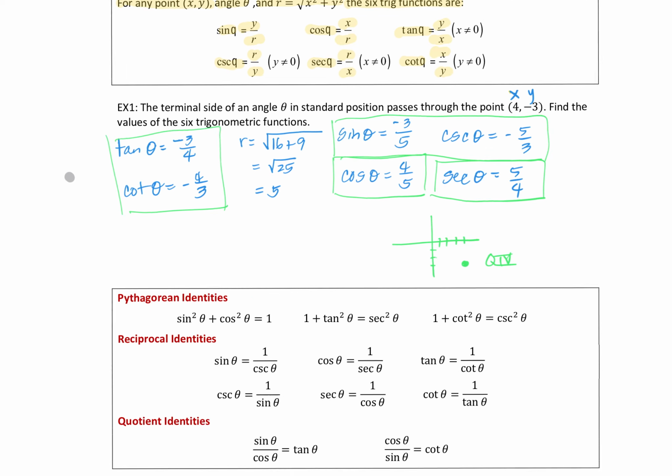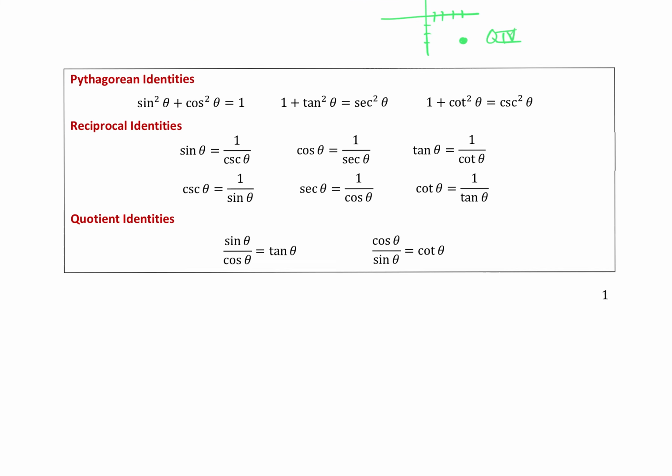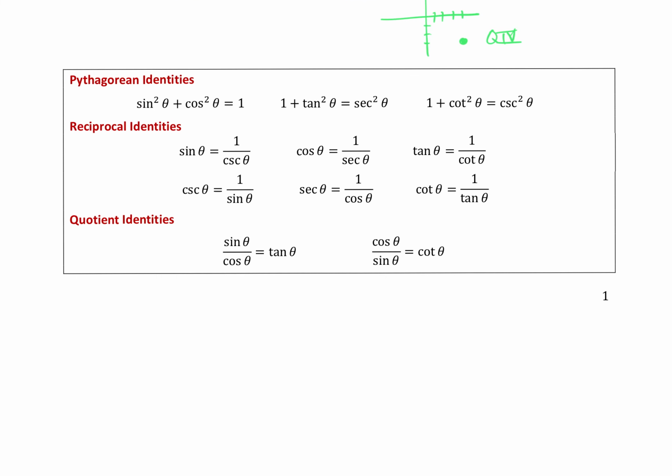So let's go to our identities. And again, these are all the identities we had before pretty much, but now instead of using arc length, we're using our angle theta. Pythagorean identity, sine squared plus cosine squared is equal to 1. And then we get 1 plus tangent squared is secant squared, 1 plus cotangent squared is cosecant squared.